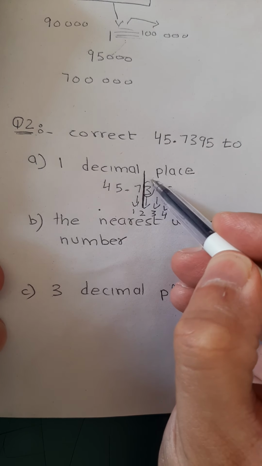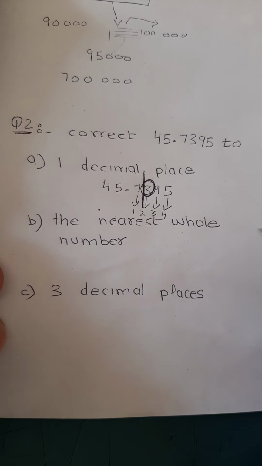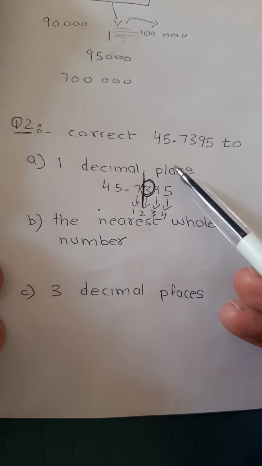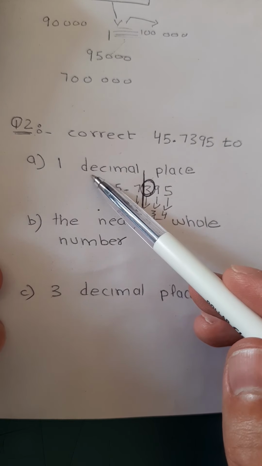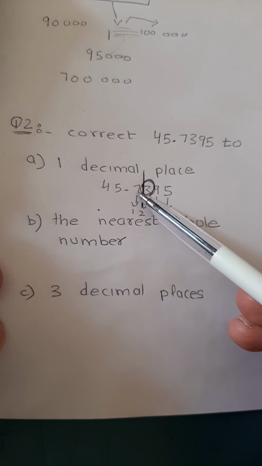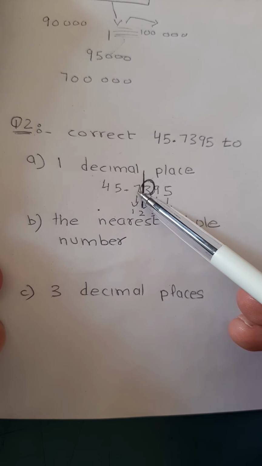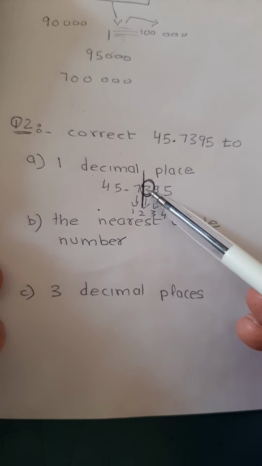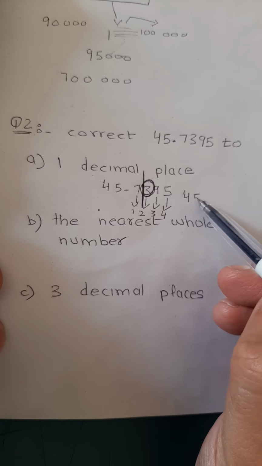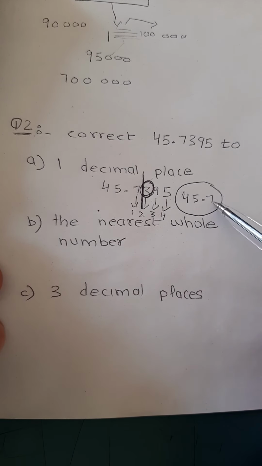Now look at this digit immediately after one decimal place. This digit is 3. If the digit immediately after the place up to which you have to correct your number is less than 5, then you are not going to change the number which is at one decimal place. So your answer will be unchanged. The answer will be 45.7, which is correct up to one decimal place.